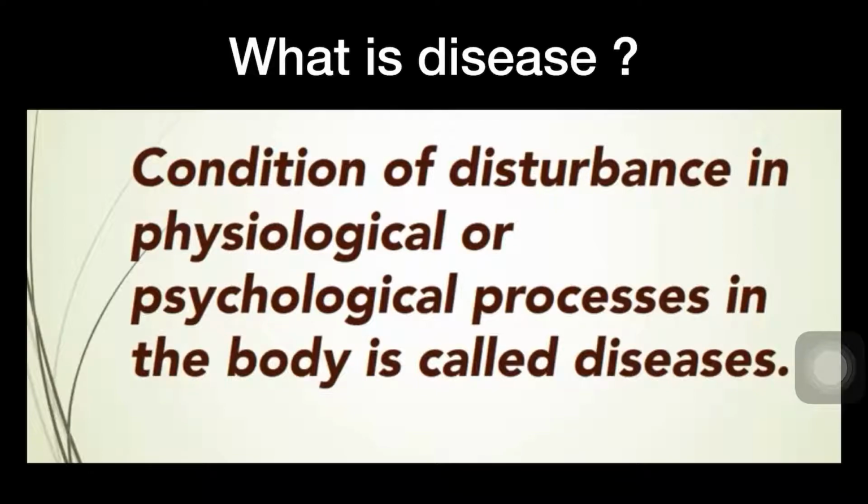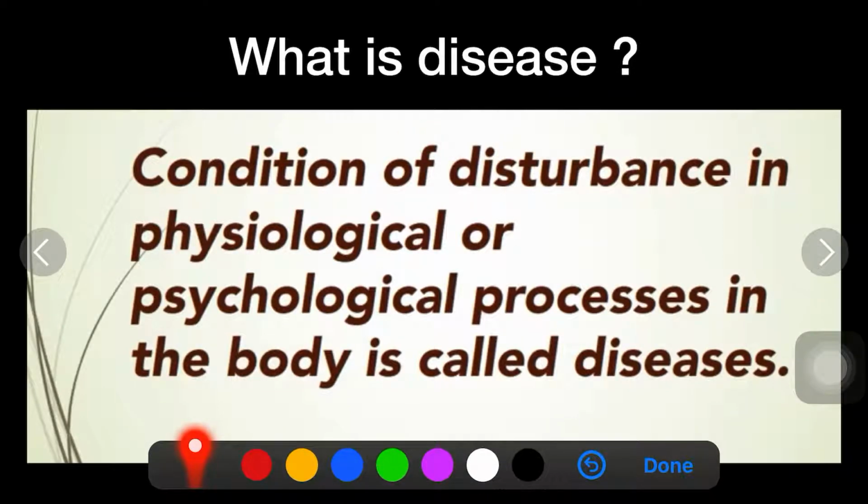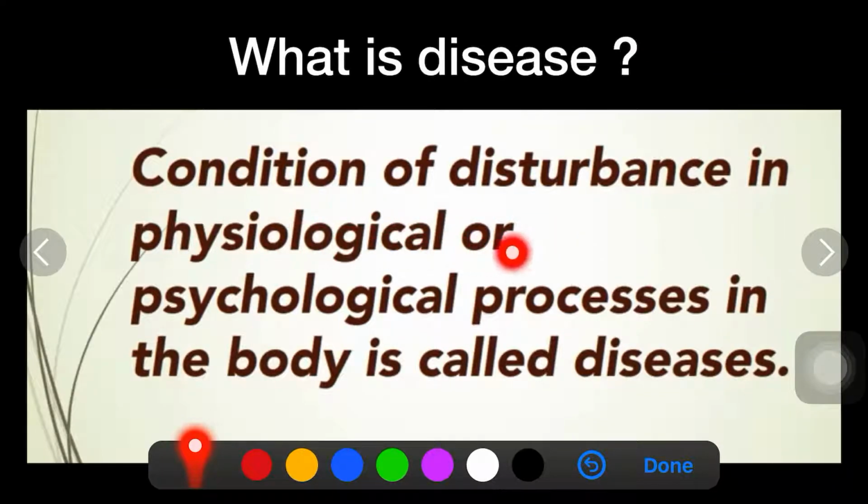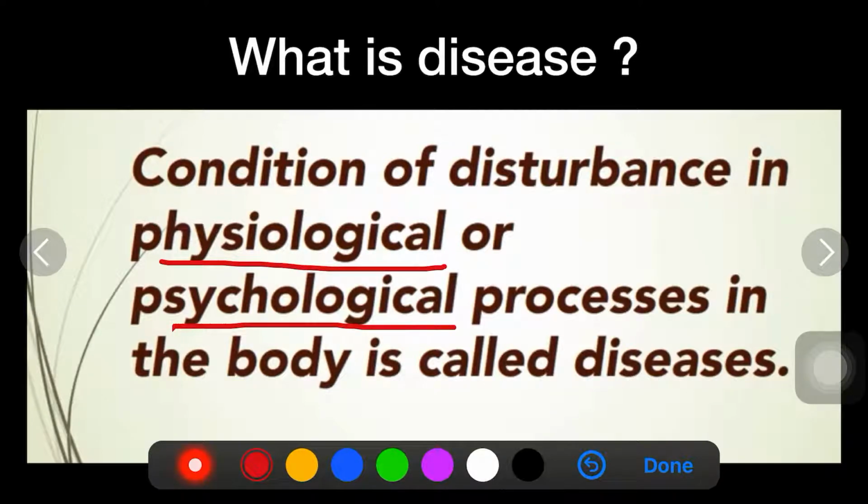Okay student, now what is disease? Condition of disturbance in physiological or psychological process in the body is called disease. Now let us see what is physiological process and psychological process.